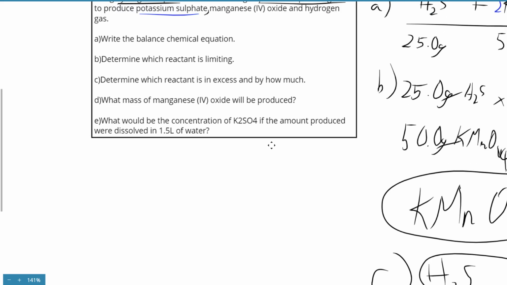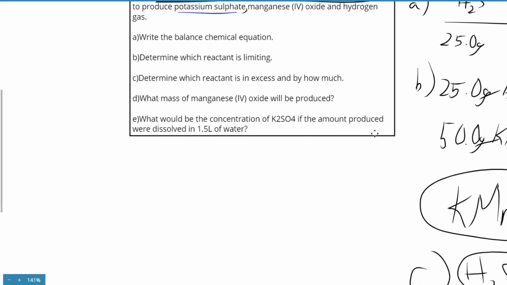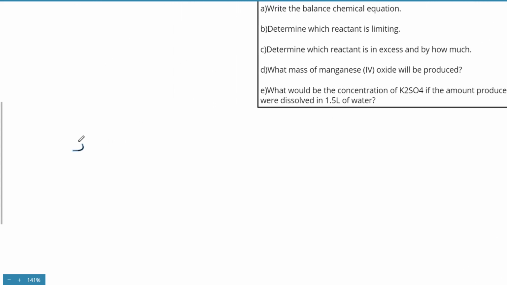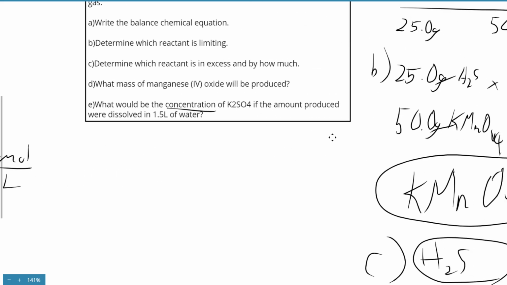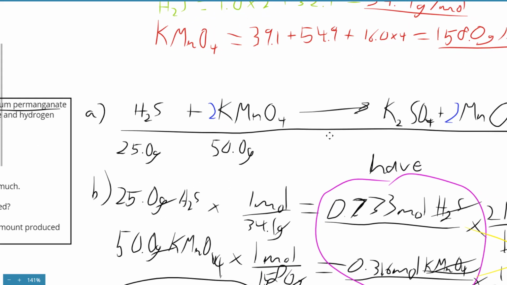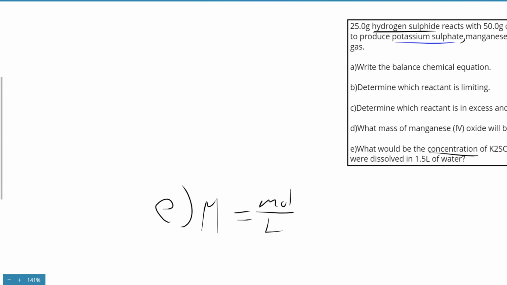What would be the concentration of K2SO4 if the amount produced were dissolved in 1.5 liters of water? Let's write that right here. E. Okay, so concentration, that's molarity. So remember the molarity formula. Molarity equals moles per liter. And we have the moles. It is, wait, do we? Oh, no, we don't. So let's do what we did for question D.